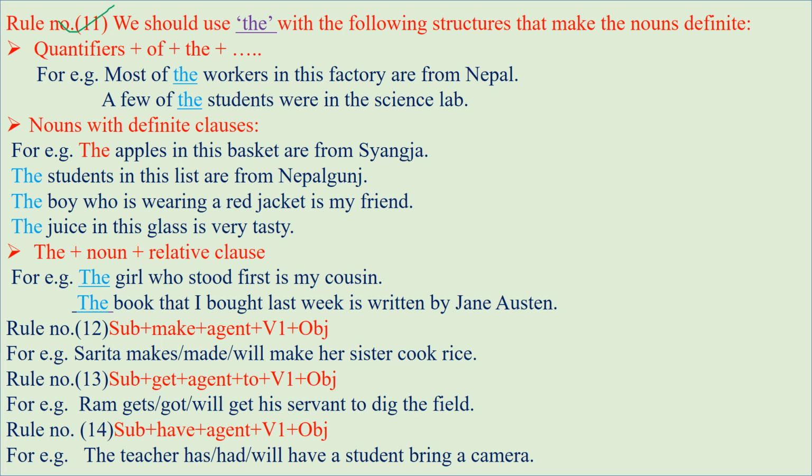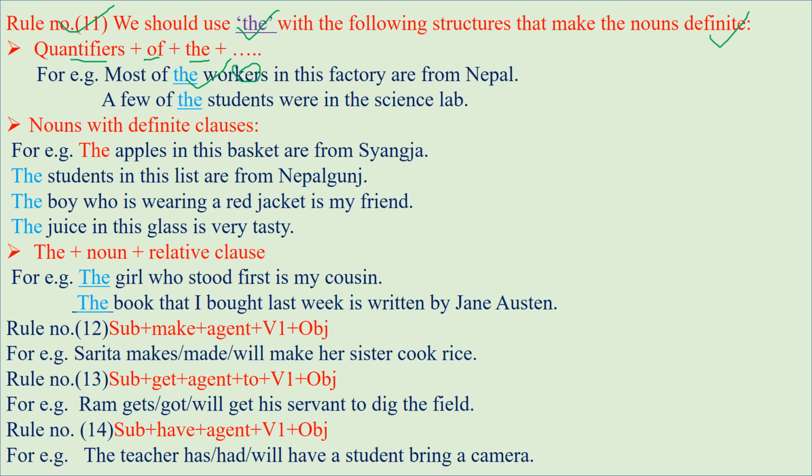Rule number 11. We should use the with the following structures that make nouns definite. The structure is quantifier plus of plus the remaining part of the sentence. For example: most of the workers in this factory are from Nepal. So these are workers from Nepal, not from other countries. So we should use the in front of workers.